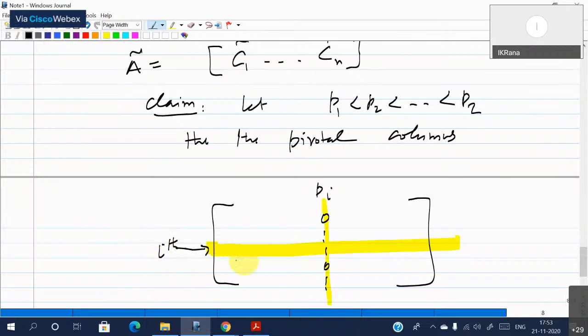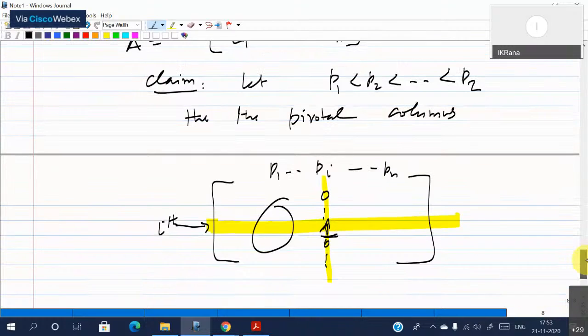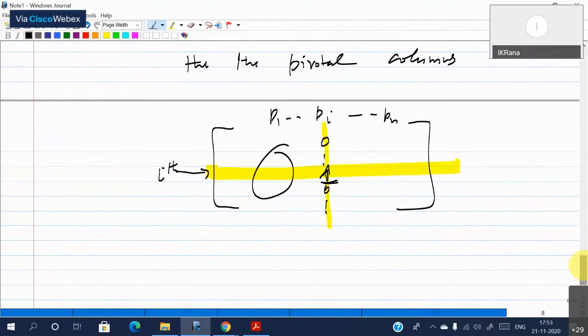For the ith row, the first non-zero entry is here, and that is equal to 1. Everything else is 0. 0 on this side and 0 below also. Now, here are P1, P2, and Pn, those pivotal columns. And the claim is that these pivotal columns are linearly independent.